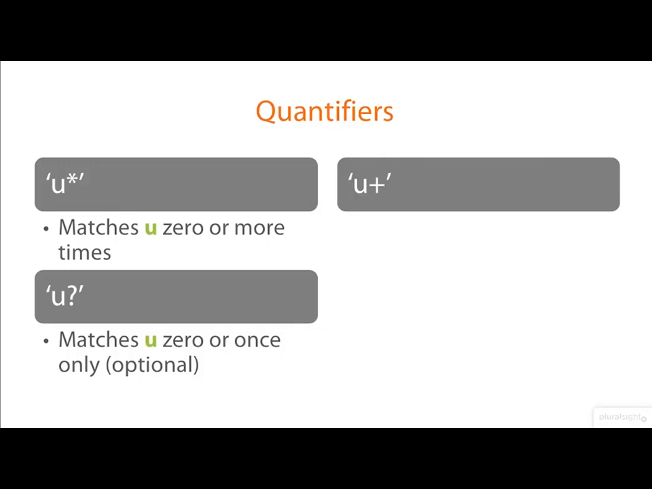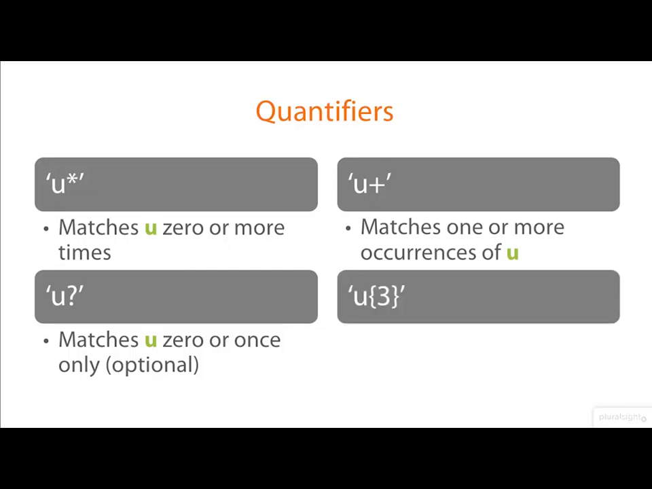Where we use the plus quantifier, we're saying we want 1 or more occurrences. And where we do something like U and then the brace brackets and a number inside, we're saying we're matching exactly 3 occurrences of, in this case, U.